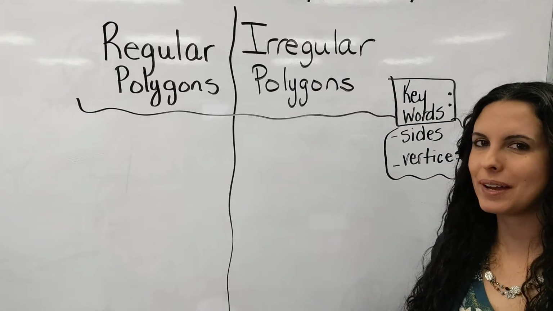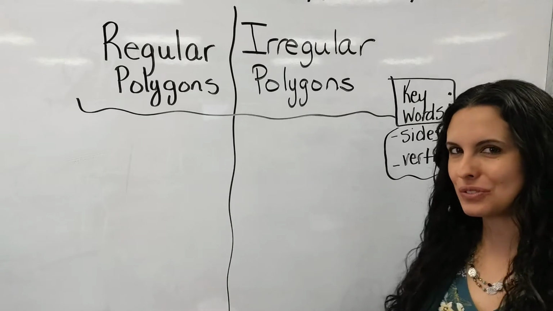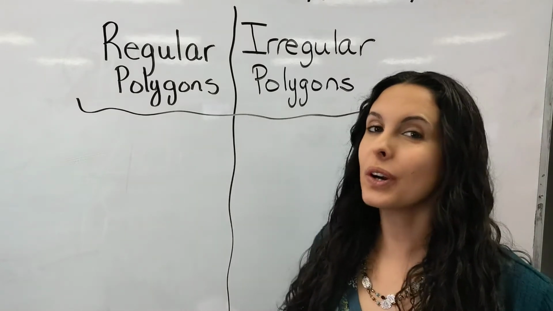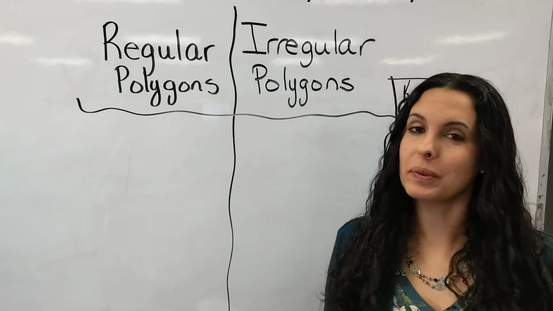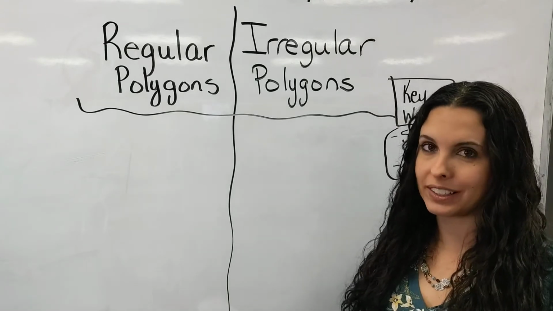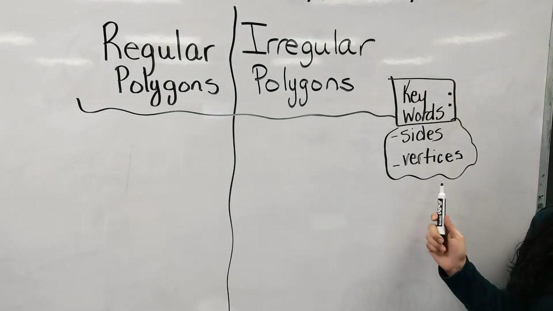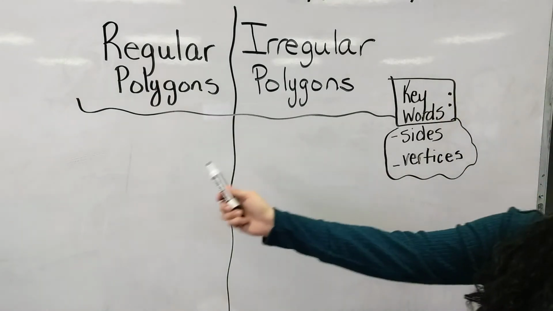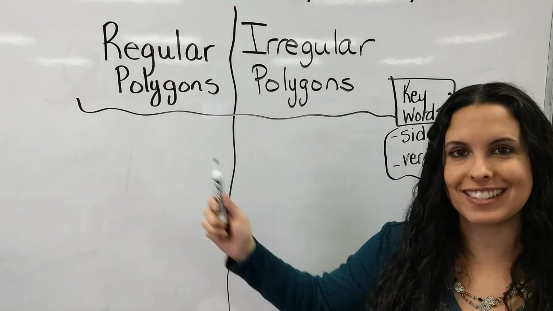Today we're going to talk about polygons. There are many different polygons, and I'm sure you've heard of the names, but we're also going to recognize our regular polygons that you are familiar with and irregular polygons. Our keywords today are going to be sides and vertices. When we draw these polygons, I will explain the sides and vertices so that you can see what we're talking about.